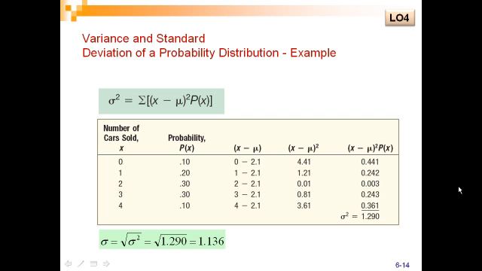Just refer to our previous example. From that example, we can calculate the variance and standard deviation. Use the formula of variance and standard deviation. You will get the variance equal to 1.29 and the square root of 1.29 is the standard deviation, which is 1.136.